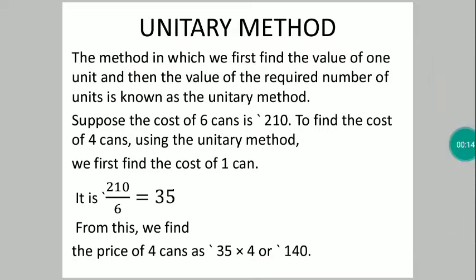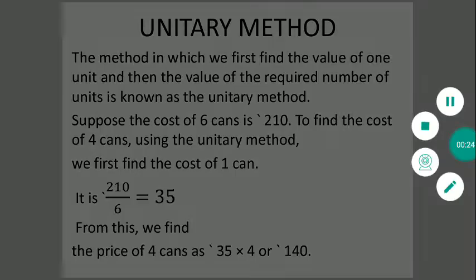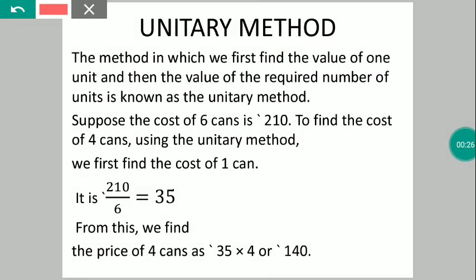The method in which we first find the value of one unit and then the value of the required number of units is known as the unitary method. In this method, we first find the value of one unit and then we find the value of the required number of units. We call it the unitary method.